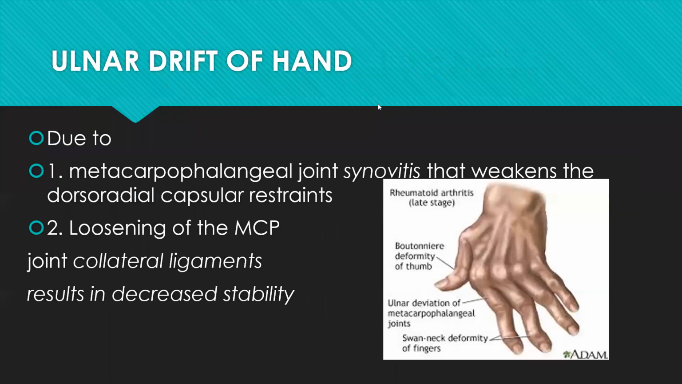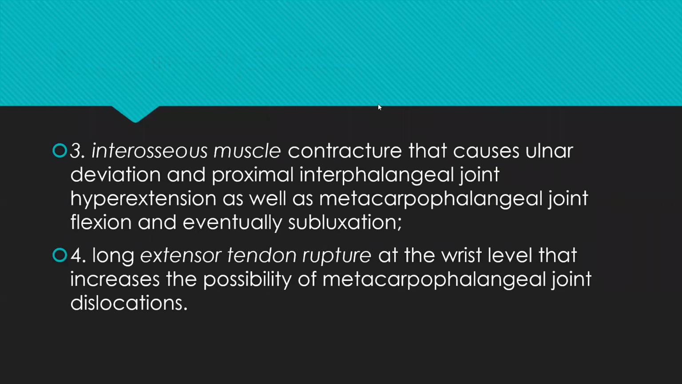Ulnar drift of the hand. Here the image says everything. It is primarily a pathology of the metacarpophalangeal joint, where the synovitis weakens the dorsal and radial capsular restraints, so that the finger deviates at the MCP level ulnarwards. The interosseous muscle also goes for contracture, which causes more ulnar deviation, and the proximal interphalangeal joint goes for hyperextension, and the MCP is in flexion.